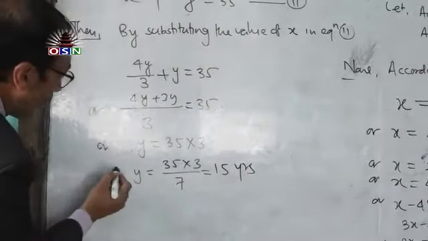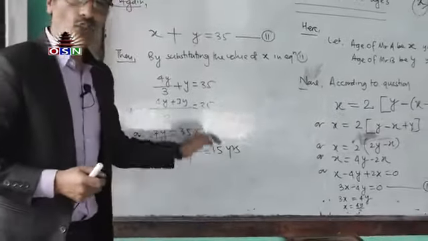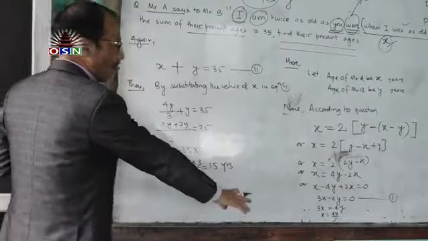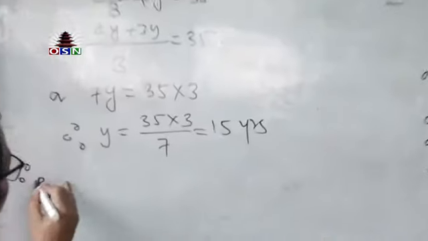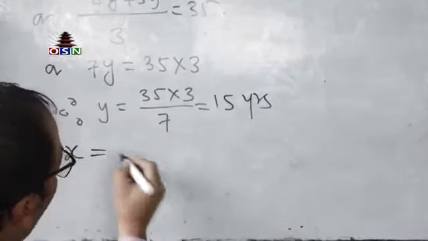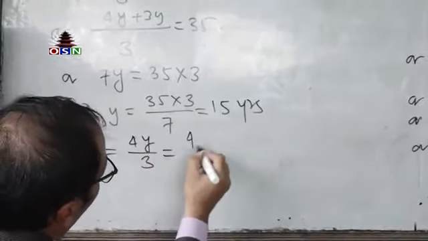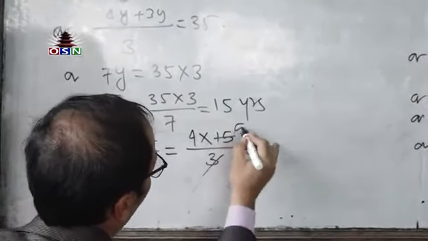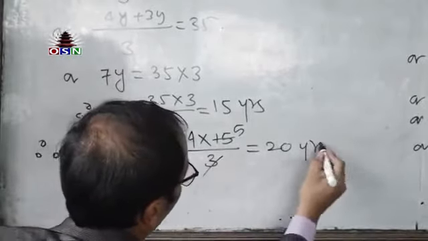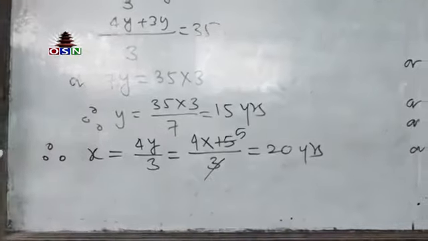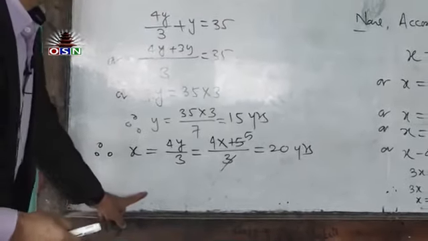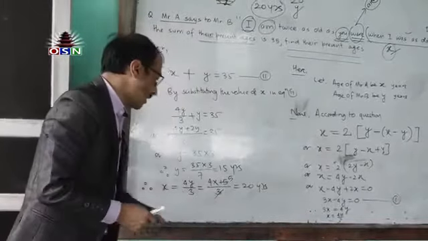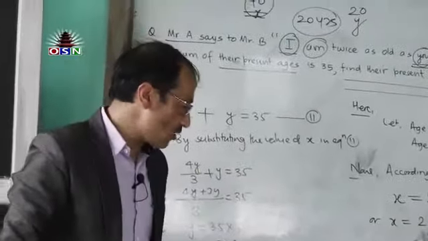It means y, that is Mr. B, is 15 years old. Then to find the value of x, again you can place. Therefore, x is equal to 4y upon 3, we know. 4 into y, you can write 15 for y, over 3. Then 3 ones are 3, 3 fives are 15, we get 20. Then never forget to write the conclusion here. Age of Mr. A is 20 years. Age of Mr. B is 15 years. You must mention the conclusion here. Don't forget to write the conclusion. Okay, it is also very important.